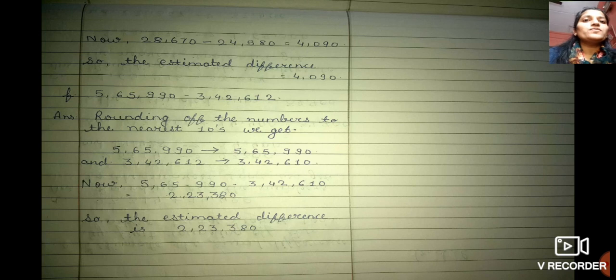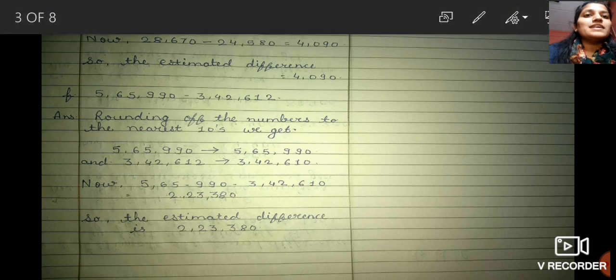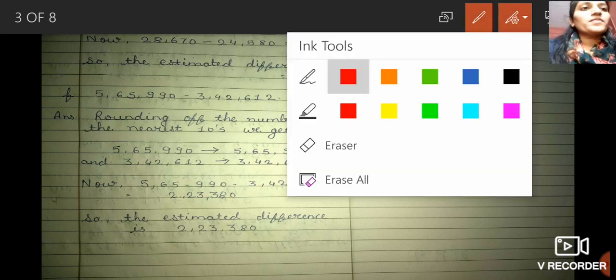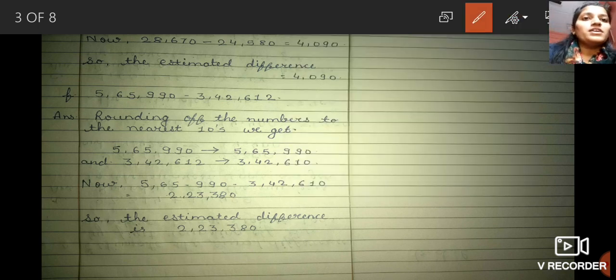Next question, rounding off the numbers to the nearest tens. First of all, we have to round off 5,65,990, which will become as it is, because the ones place is 0. So there will be no change. Next number, 3,42,612. Here 2 is there, which is less than 5. So it will become 0. Okay, now here also we have 5.